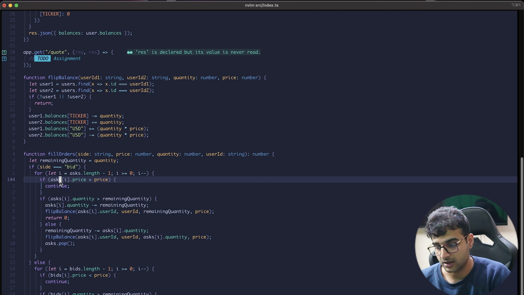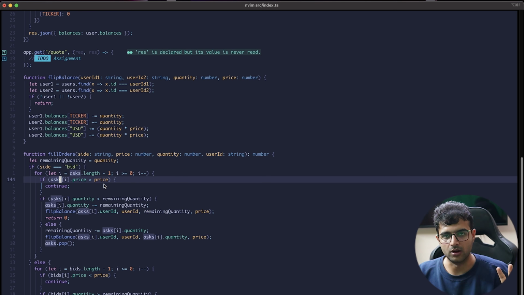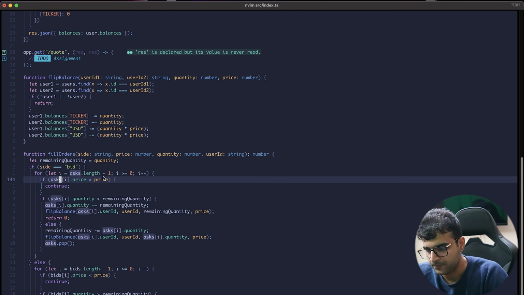If, however, the asks of i dot price is less than or equal to the price, which means there is an order on the book where the user is asking for a price that is either less than or equal to this price, what will you say? You'll say, okay, perfect. Now I can actually do a flip. I can actually match the order. So what do we do here?